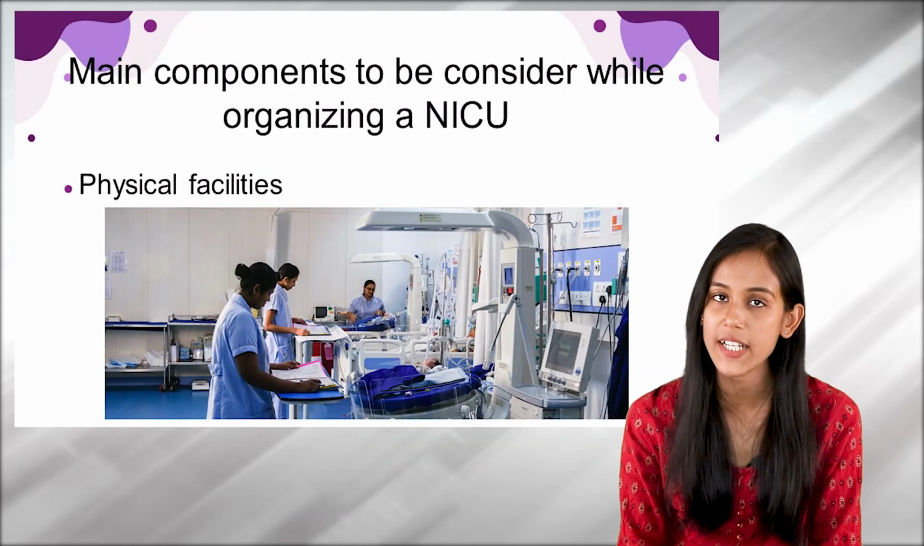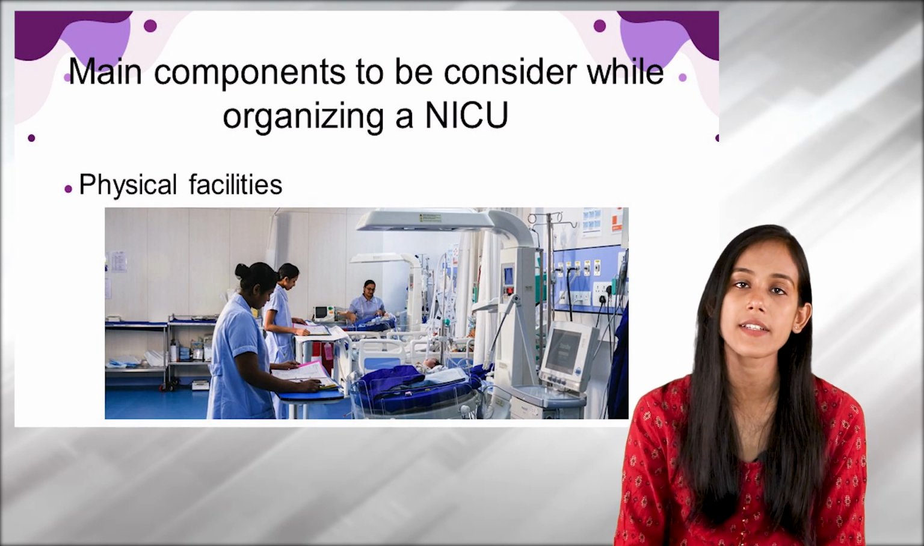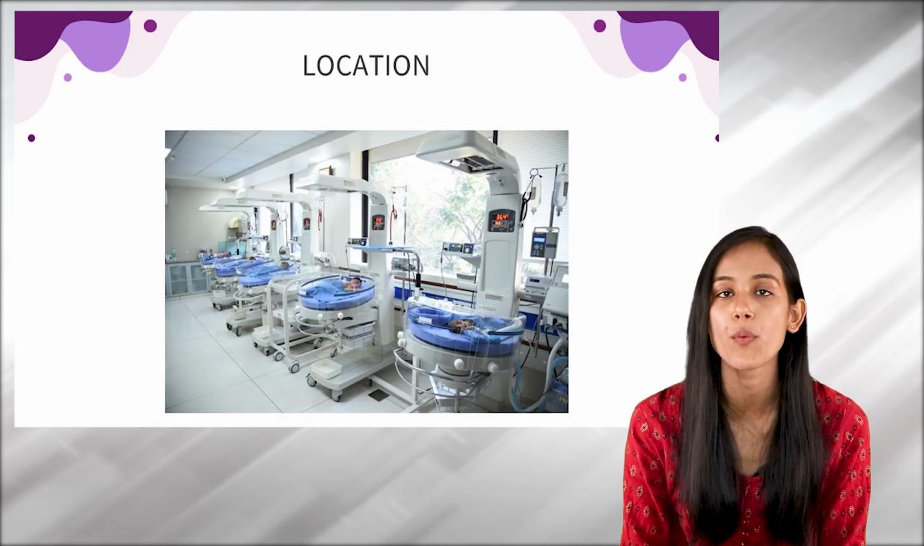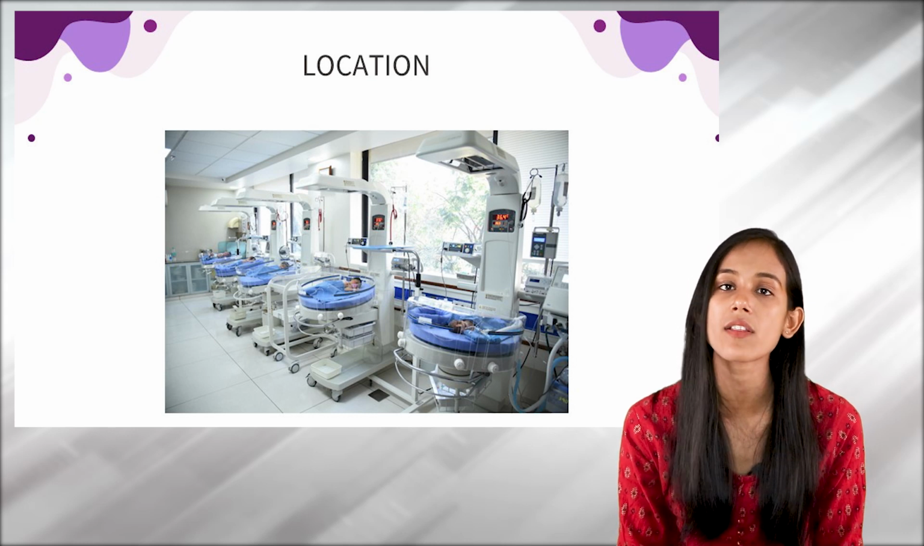When we are organizing a unit, there are certain main components which we should consider. So what are those? First thing is physical facilities. In physical facilities, the first thing that we would discuss is the location. What should be the location of this intensive care unit in the hospital?